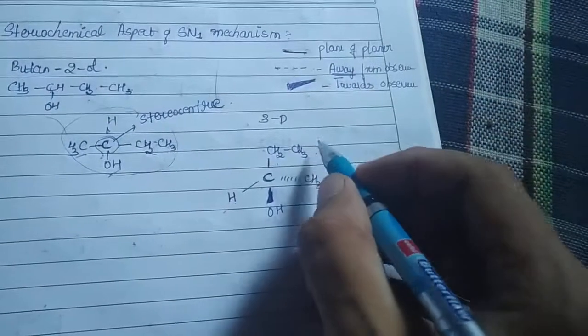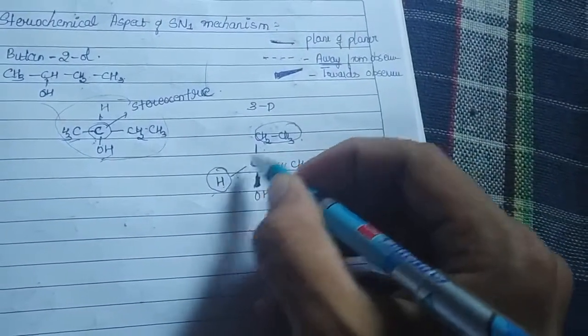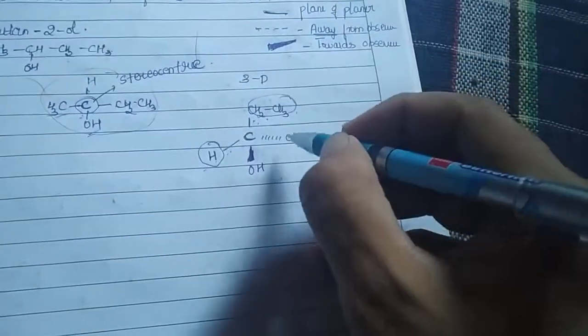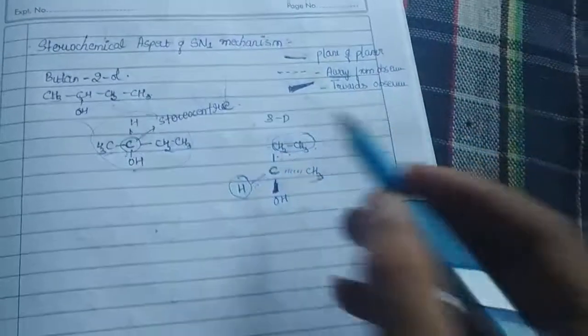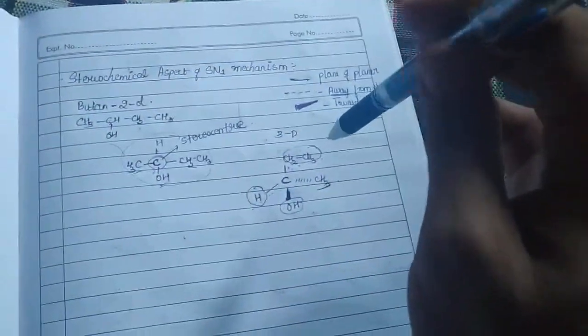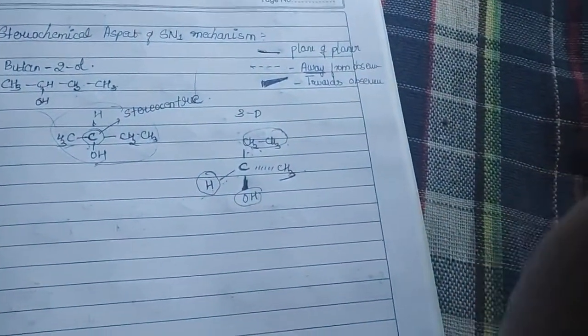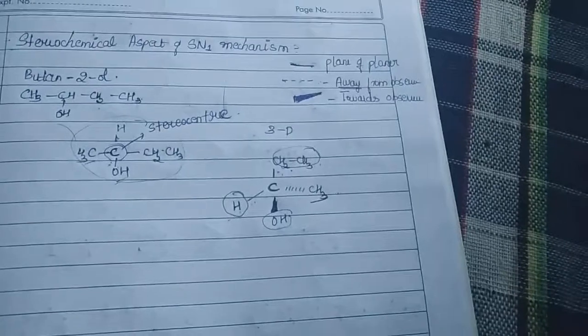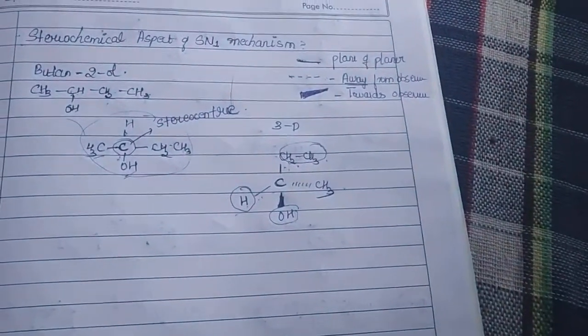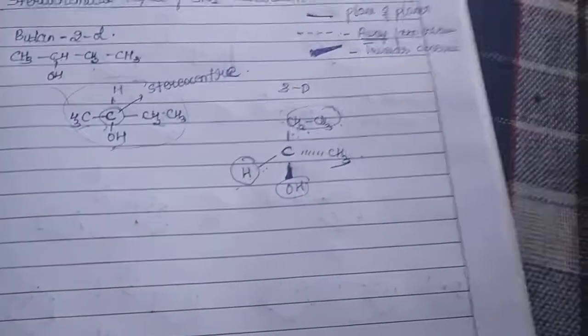What does it say? The ethyl group and your hydrogen are on the plane of paper, whereas your methyl group is away from the observer, and your hydroxyl is towards the observer. Okay, this is just for representation purposes. Don't get confused. Since we are learning this, we should know every possible thing, which will make our next explanation easy.